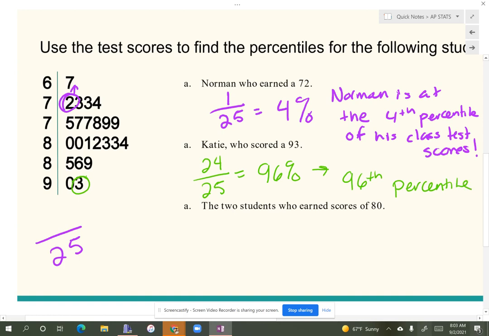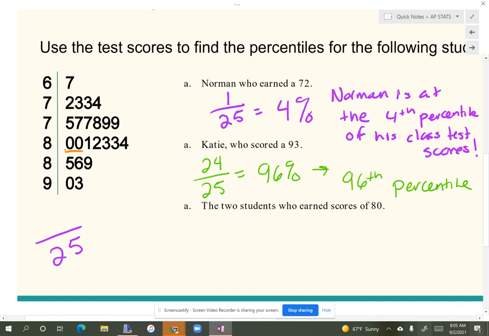So something we should recognize here with Katie, even though she was the very, very top, there's no such thing as the 100th percentile. Okay? Highest could be 99. But the bigger your sample size, the closer to 99 you're going to get if you're the very, very top. Okay? There's two students who earned scores of 80. That would be these two students.